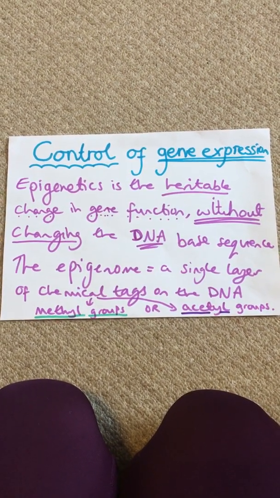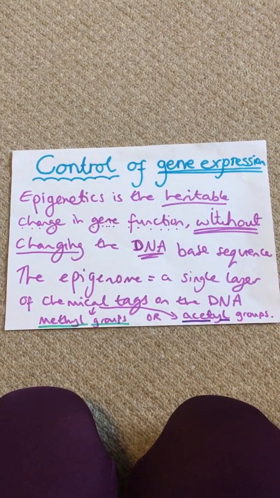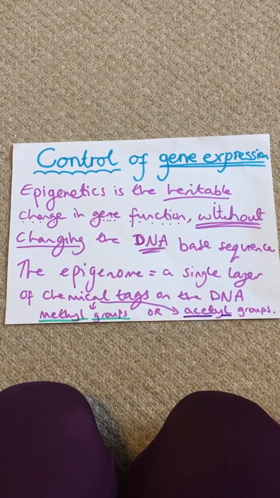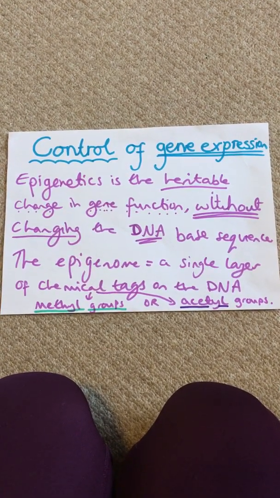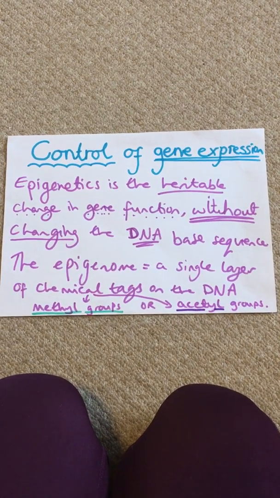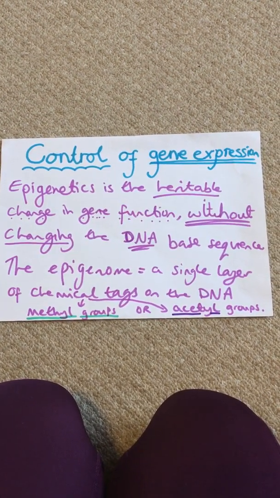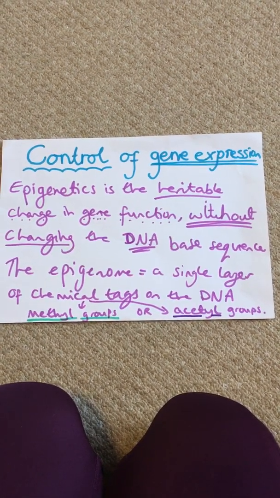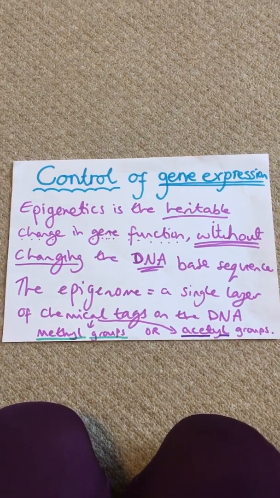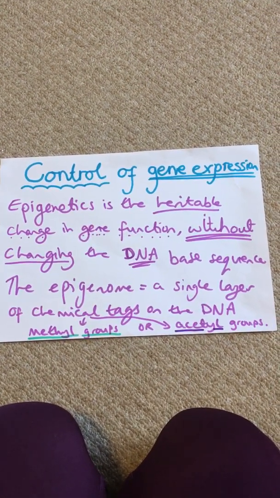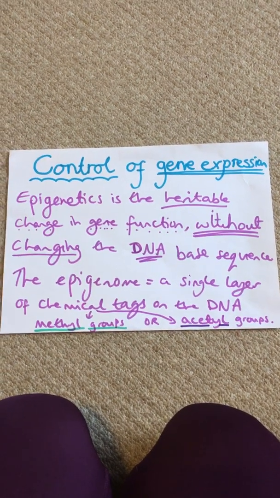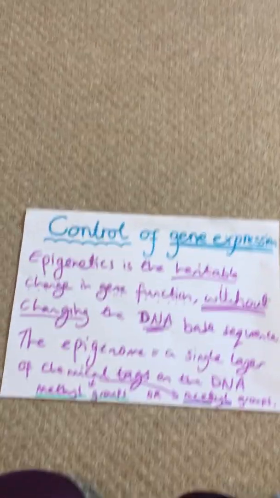And one of the things that controls whether a gene is expressed or turned on is epigenetics. Okay, the epigenetic markers are this single layer of chemical tags on the DNA. So that's what the epigenome is. There's two types of tags. They're methyl groups or acetyl groups. And epigenetics is the study of these heritable changes in function, or inheritable changes of whether you'll express your gene or not, without changing the DNA base sequence. So they're chemical markers attached to the DNA or attached to the histone proteins rather than the actual DNA molecule itself. So, two different groups.